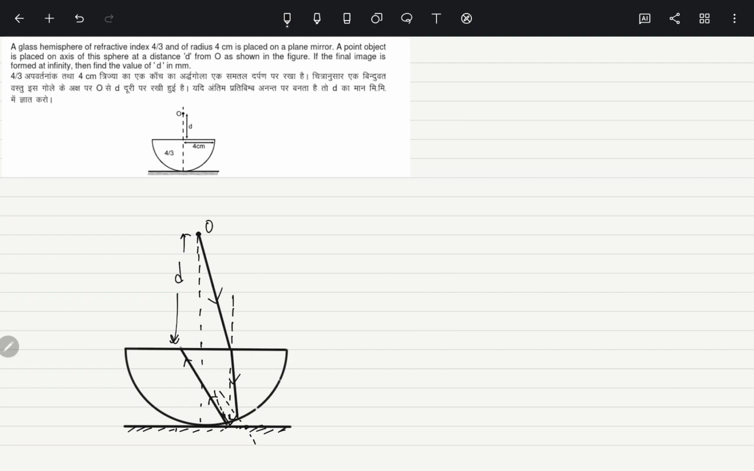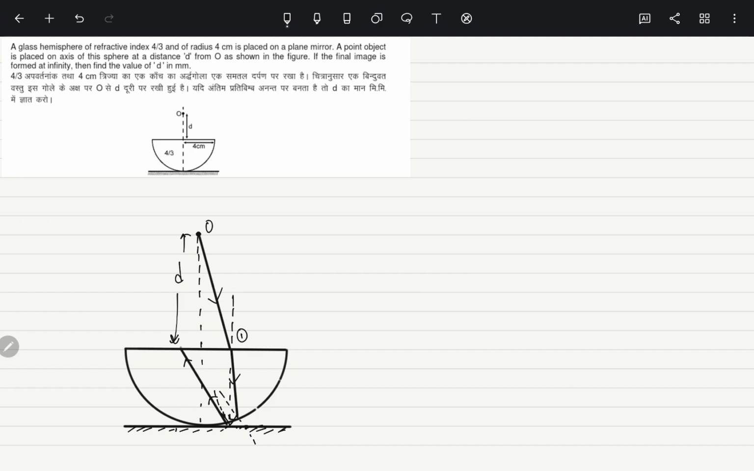Okay, so here I just try to draw a diagram. Rough diagram, it is not measured with the scale. You can see here that the rays started from the O point. I just drew the rays only. So you can see whatever the rays entering this medium.